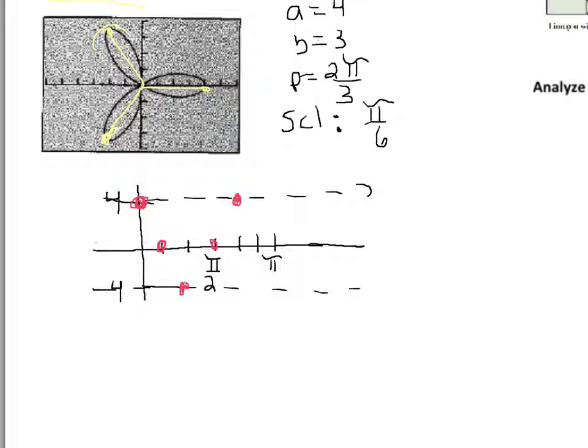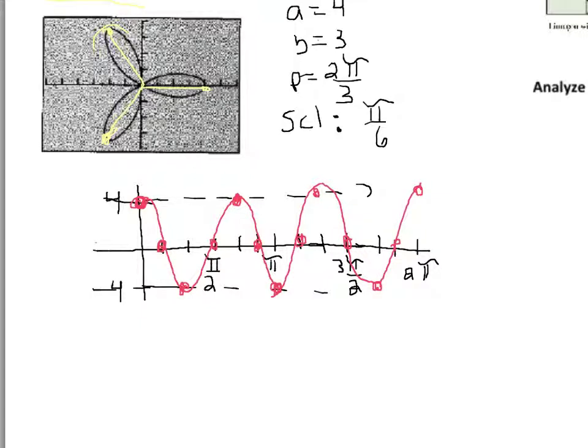Okay? And then you'd go to the 0, back to the min. Okay, so let's actually go all the way to 2 pi. Okay? So that would be 3 pi over 2, 2 pi. And then if we keep the graph going here, 0, max, 0, min, 0, max.